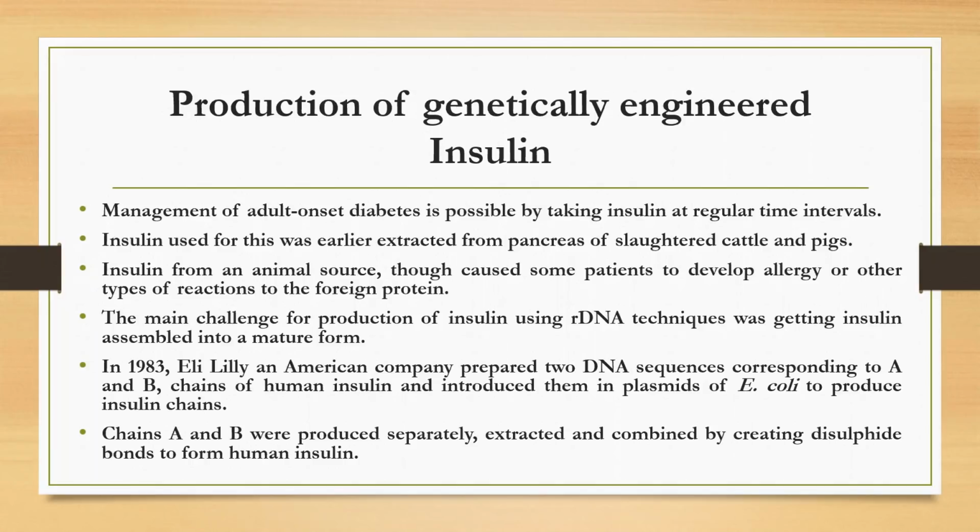Chains A and B were produced separately. These are the polypeptide chains, by the expression of the A chain gene in one bacterial cell, and by the expression of the B chain gene in another bacterial cell. A chain polypeptide as well as B chain polypeptide were produced separately. And such polypeptide chains were extracted and combined by creating disulfide bonds to form human insulin. So this is the explanation given in our textbook. Very simple explanation is given. This is not the detailed explanation, but for the exam, this is more than enough.